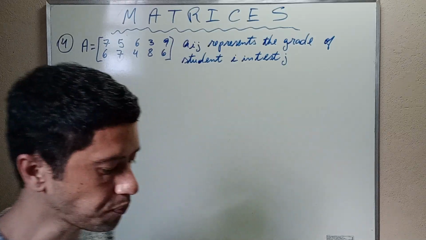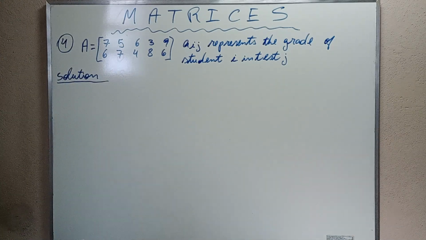Exercise number 4 now. 2 students took 5 tests. The matrix shows in each entry Aij the grade of student i in test j. The question: by how much was the average grade of student 2 higher than the average grade of student 1? Okay, my friends, this is the exercise. Let's go to the solution.